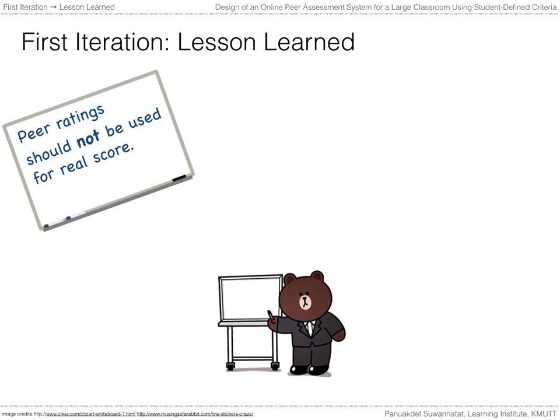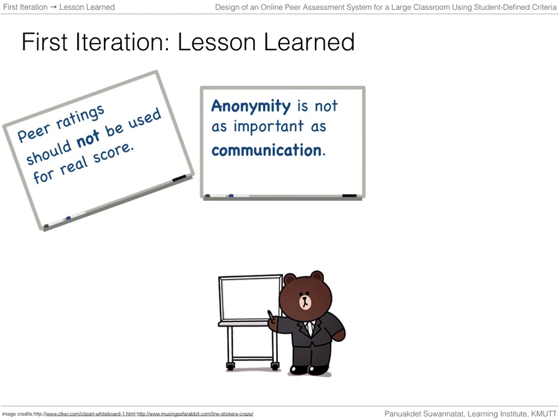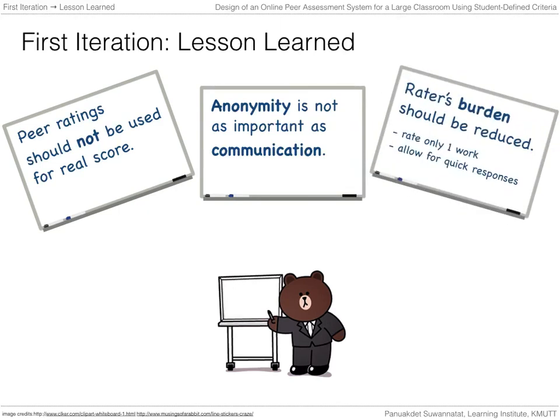We also learned that we might have been concerned too much about remaining anonymous for the raters. Maybe it's not as important as communication between students. And we want to reduce the workload for the student evaluators. Maybe rating 3 friends' work might be a little bit too much work. That means they cannot give too much detail on each piece of the work.